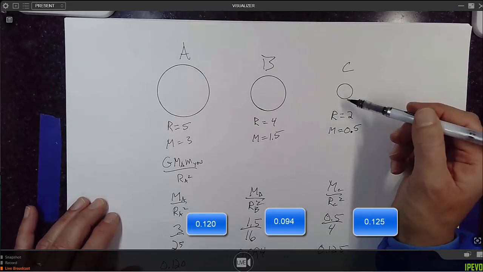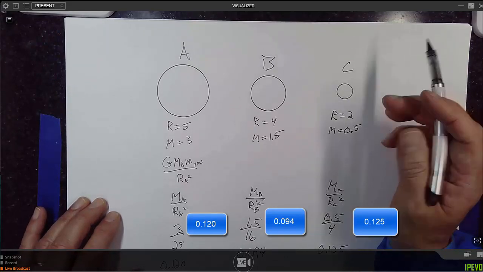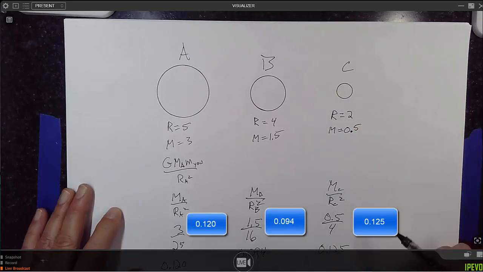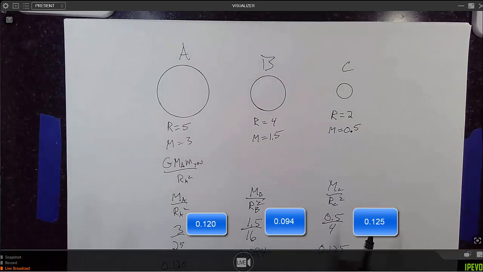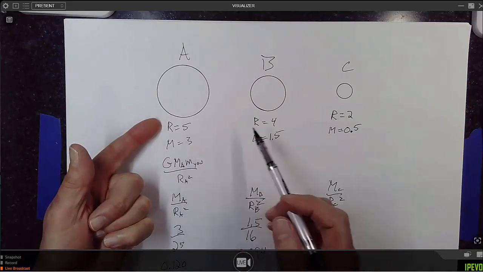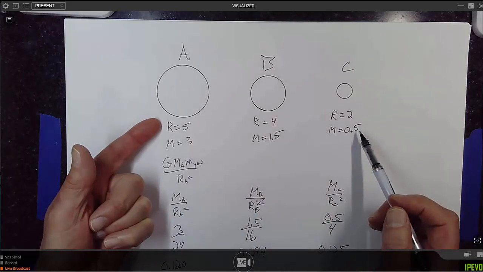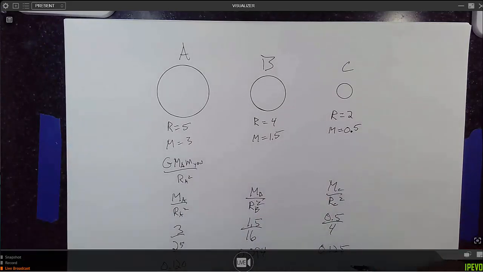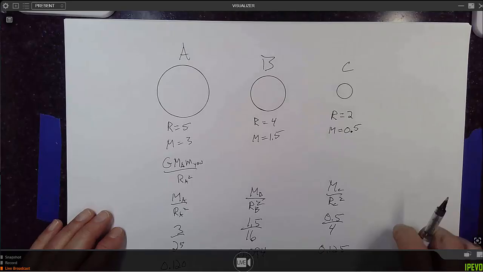Because of its small radius, it would actually be a fairly dense planet. So you have to consider the radius of the planet. It's not just the mass. Planet A has 6 times the mass of planet C, but you actually weigh more on planet C because of that smaller size. So those are things that you have to take into account when you're doing these.